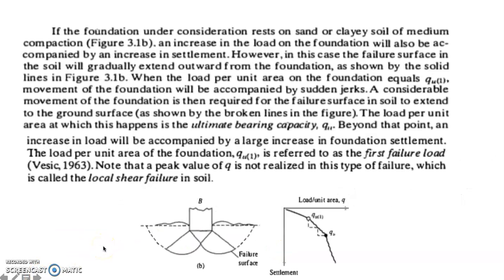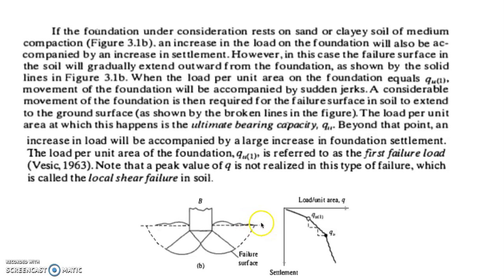The second type is what we call local shear failure. If the foundation under consideration rests on a sand or clayey soil of medium compaction, an increase in the load on the foundation will also be accompanied by an increase in settlement. Of course, if there is an increase in the load on the foundation, settlement will also increase. However, in this case, the failure surface in the soil will gradually extend outward from the foundation as shown by the solid line. When the load per unit area on the foundation equals Q sub U, movement of the foundation will be accompanied by sudden jerks.